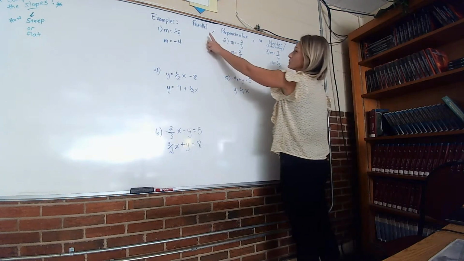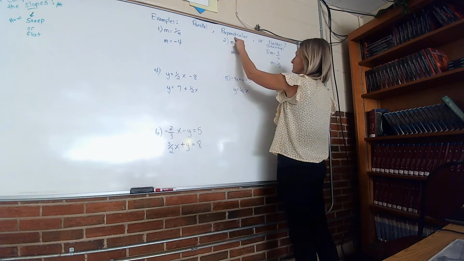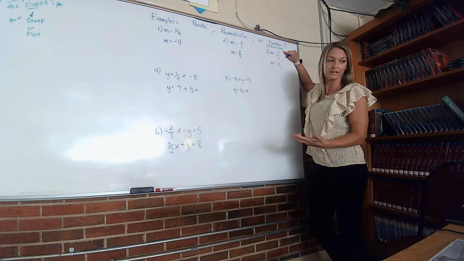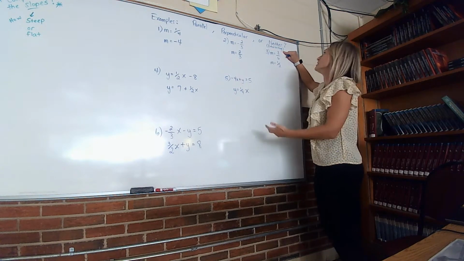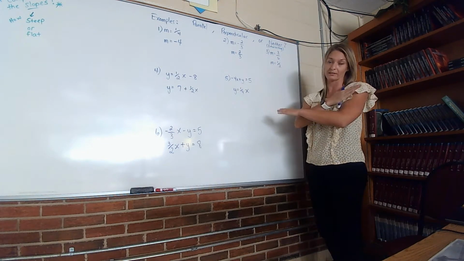So with this one, the question says, are these lines parallel, perpendicular, or neither? And when they say neither, what they're really saying is that those two lines are just intersecting, okay? So there's nothing really special about them. They're just crossing in some way, okay?